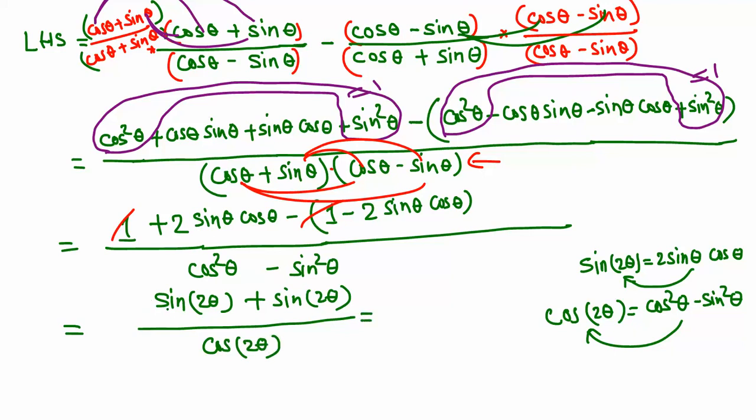Now one copy of sine 2 theta plus sine 2 theta, so 2 copies of sine 2 theta over cosine 2 theta, so 2 times sine over cosine, same angles, so sine over cosine is tangent of the same angle 2 theta, which is the right-hand side. Okay, done.